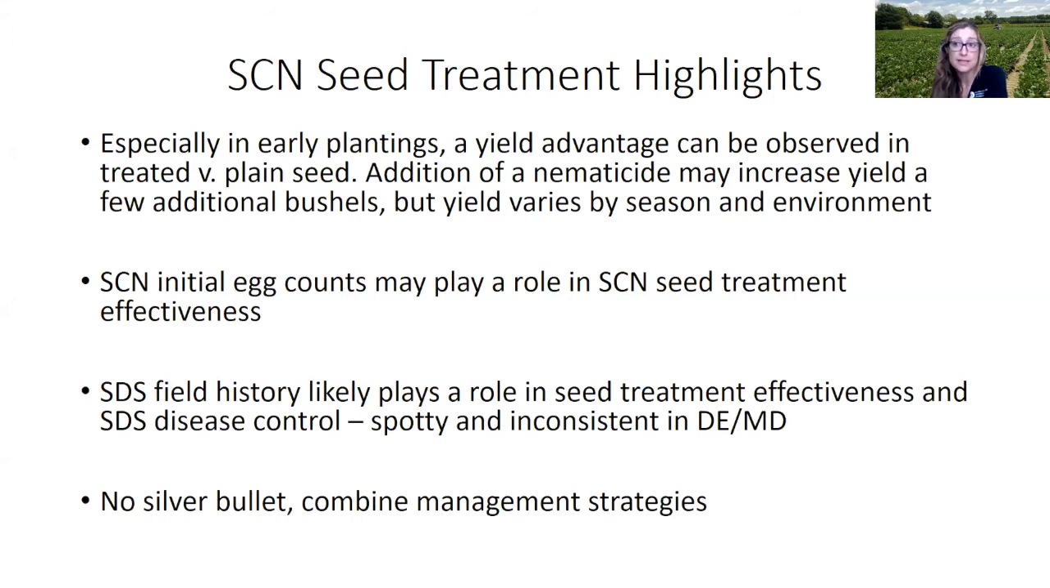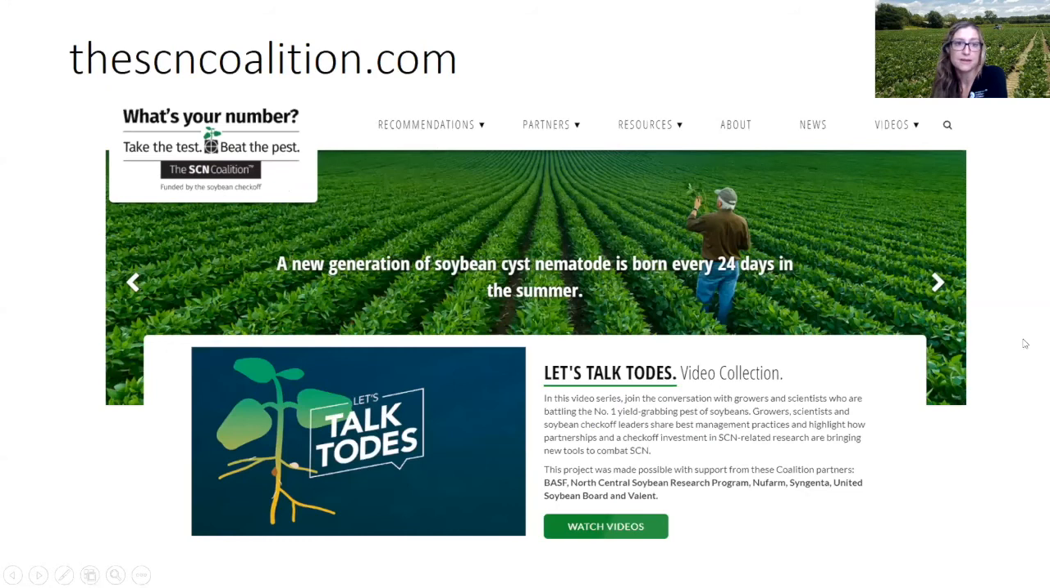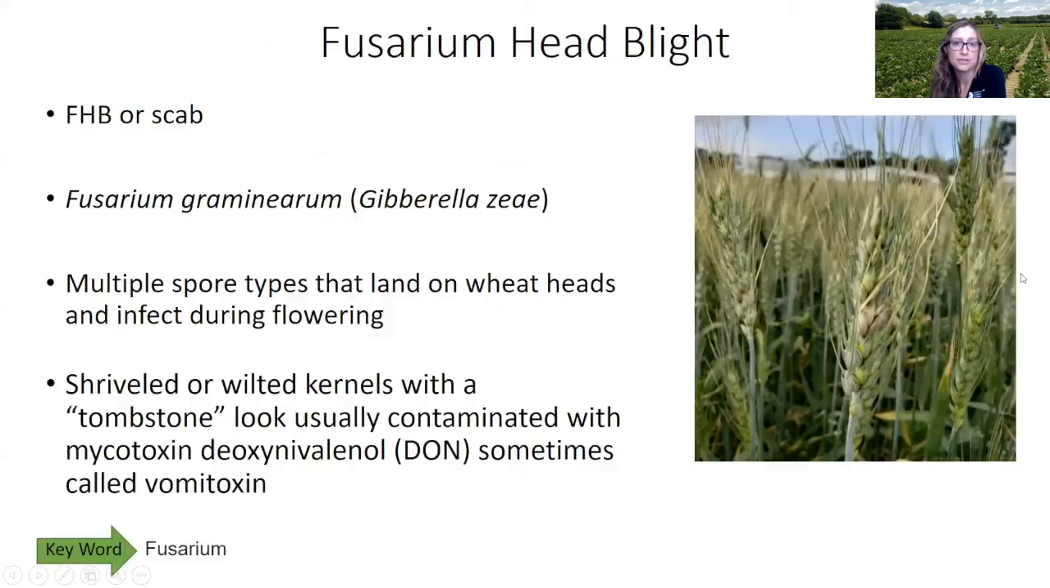With soybean cyst nematode, that is one where corn soy rotation can be helpful. Corn is not as good of a host as soybeans, so there's some options out there. If SCN is something you're interested in, I'll just put a little bit of a plug for the SCN Coalition. This is a great website, lots of videos and resources on here if you have interest.